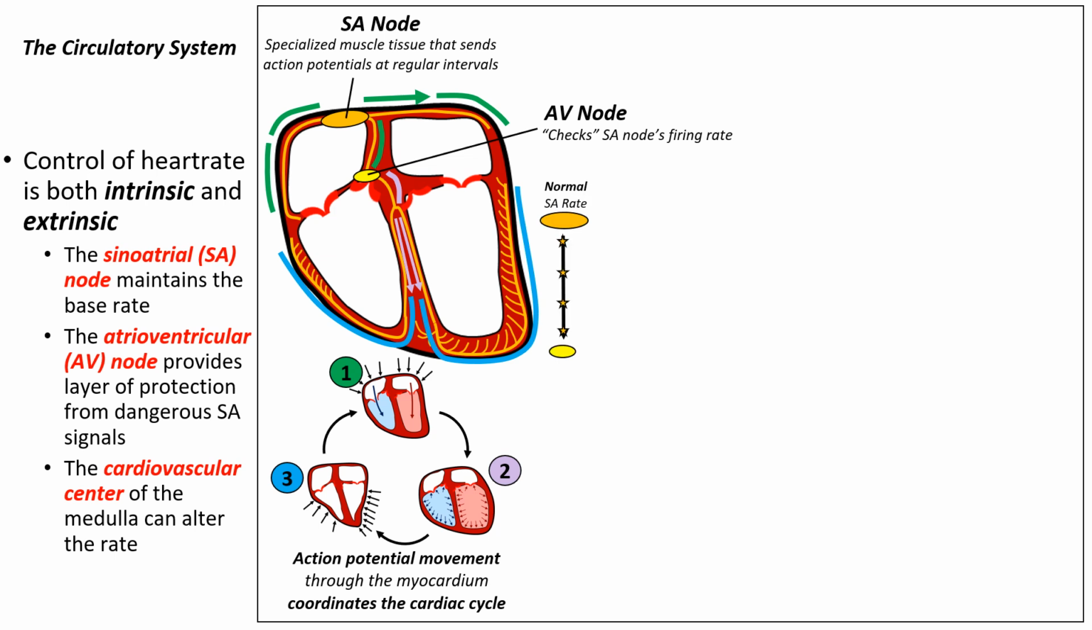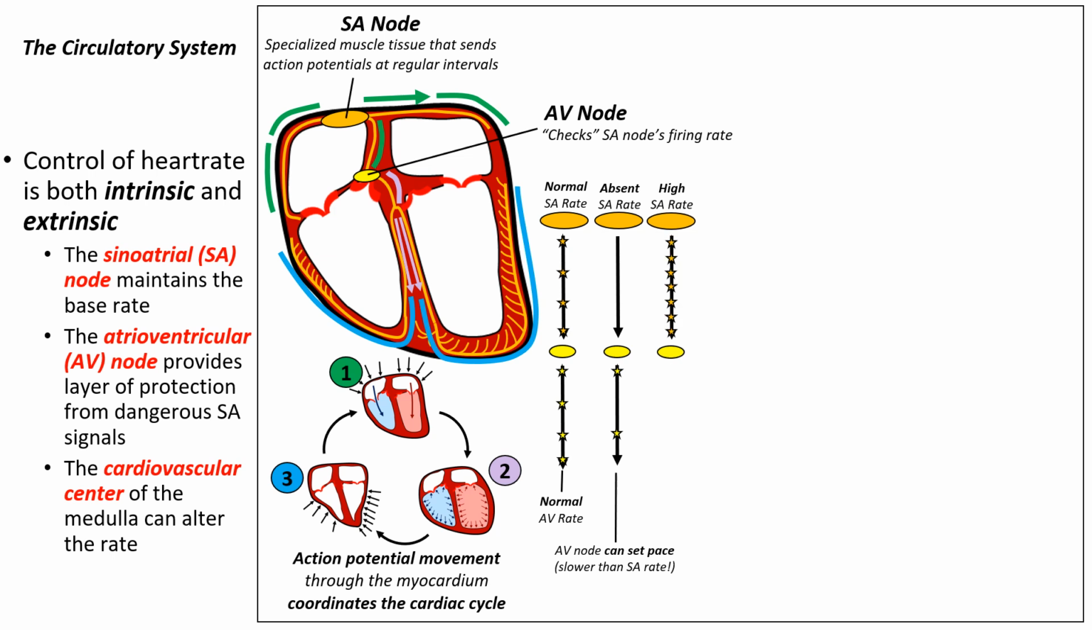So control of heart rate then will be both intrinsic, controlled locally, and extrinsic, so controlled by the nervous system, for instance. You have the sinoatrial node maintaining the base rate, and then you have the atrioventricular node basically regulating it. So if the SA gets too fast, the AV will try and slow that signal down. And really, again, the purpose of that is so that your atria finish contracting before your ventricles contract.